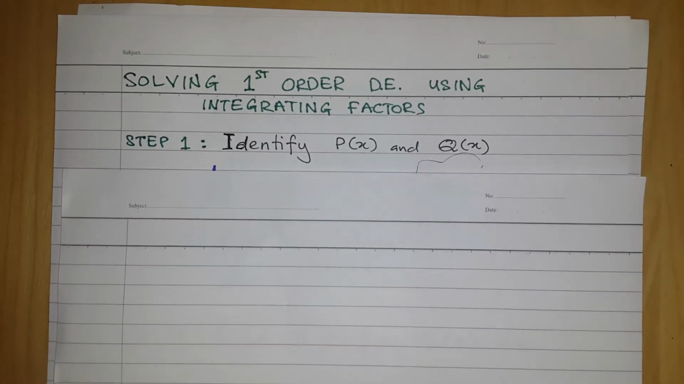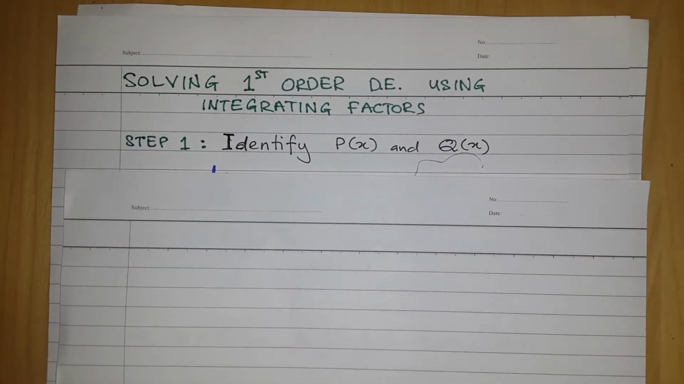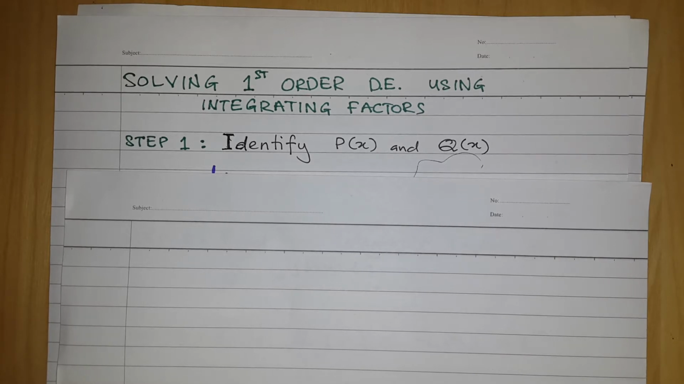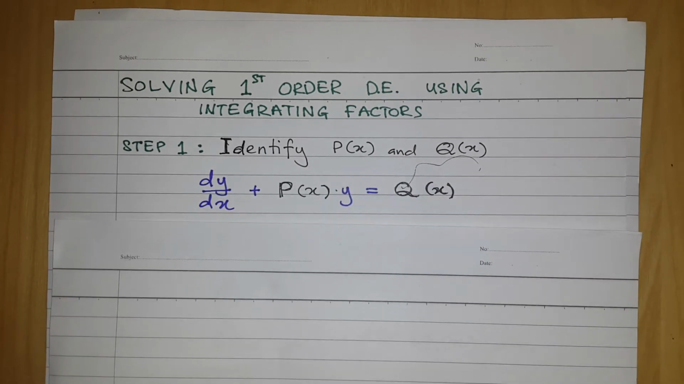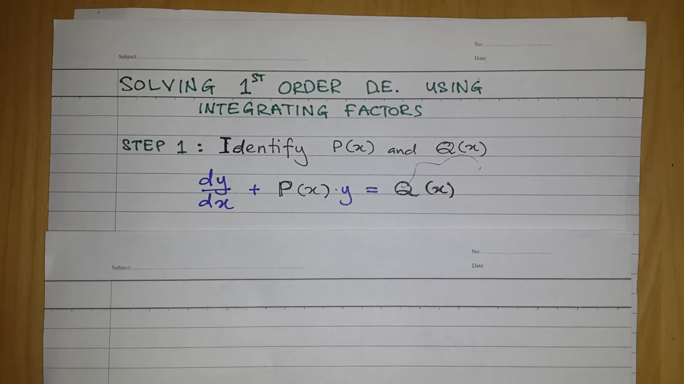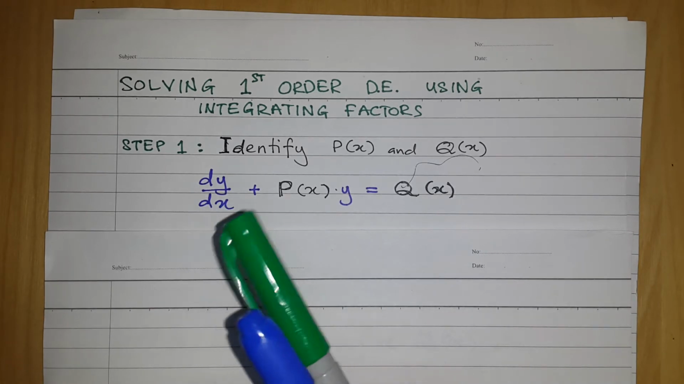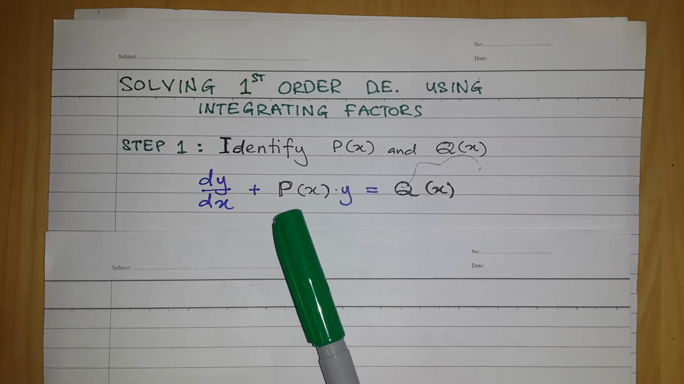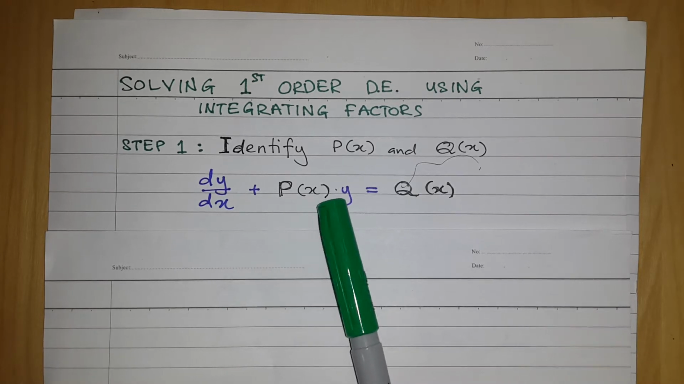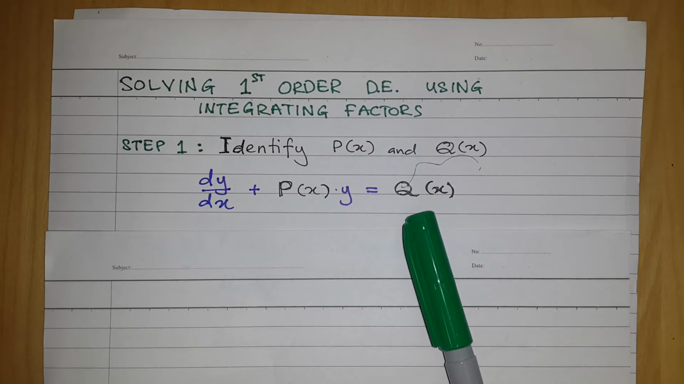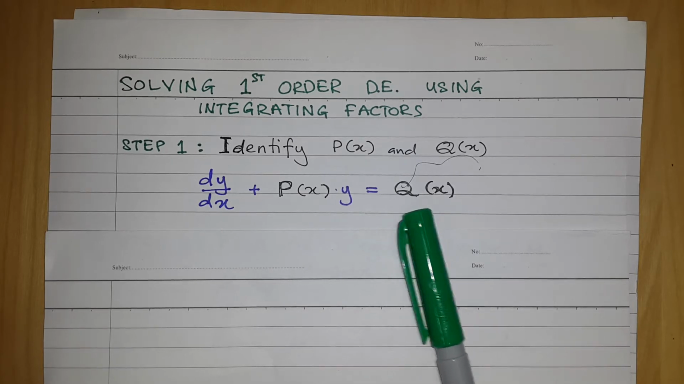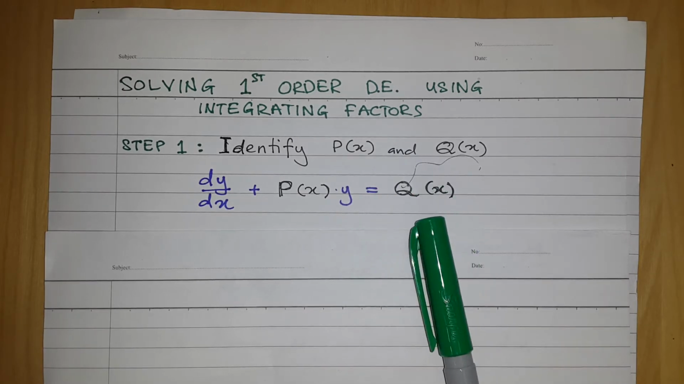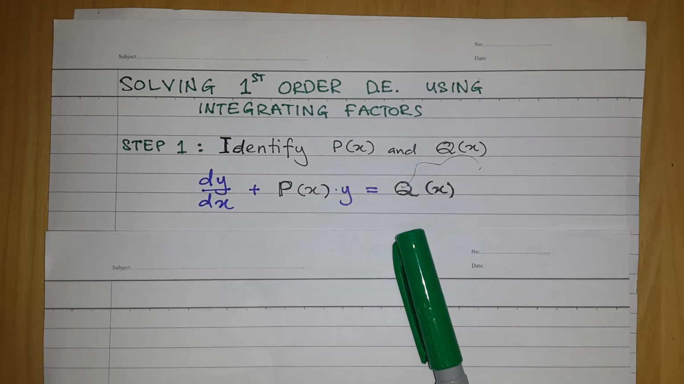Right, the first step is to identify our P(x) and Q(x). And what are these P(x) and Q(x)? We can take them from here, where P(x) is the function of x that is multiplied to y, and Q(x) is the function of x that is alone. Usually we put it on the right hand side.